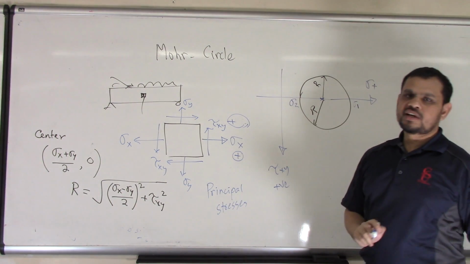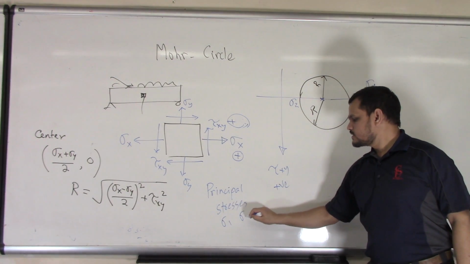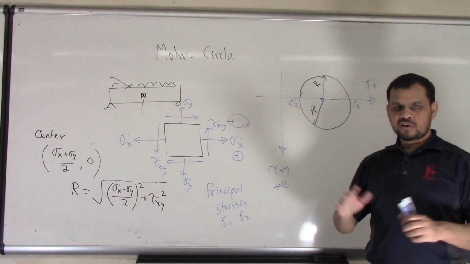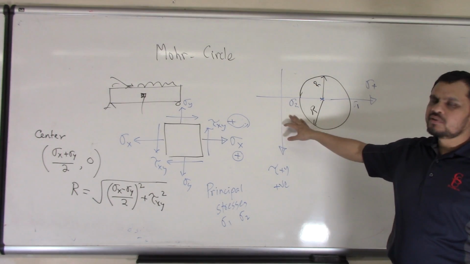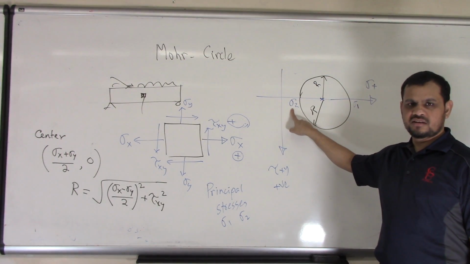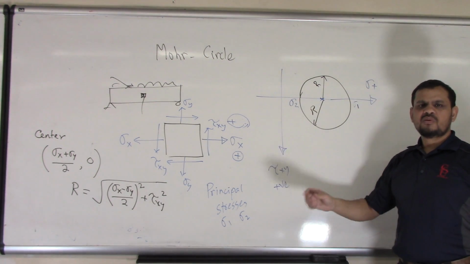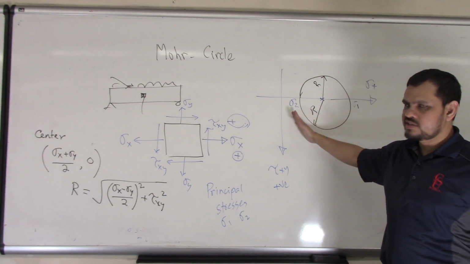So if the question asks what the principal stresses are, it means sigma 1 and sigma 2. For a three-dimensional body, we call sigma 1, sigma 2, sigma 3. Some books use sigma 1, sigma 3. That is also okay. Or simply maximum principal stress and minimum principal stress.